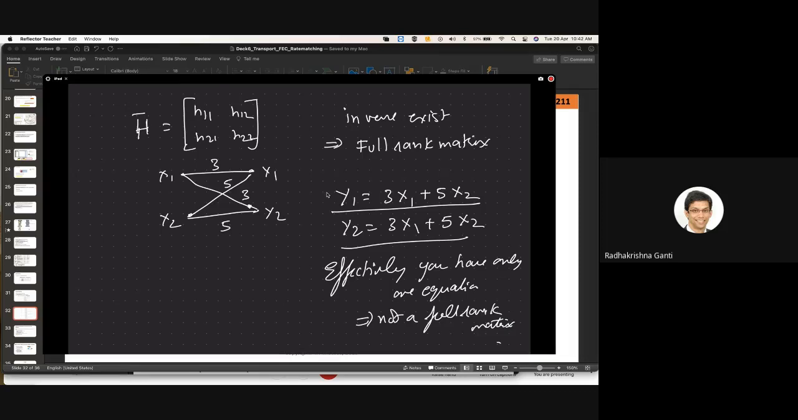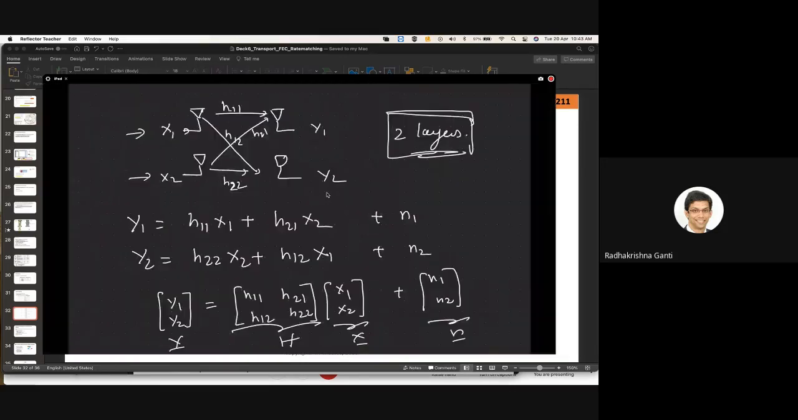So you understood? Effectively, your channel should be invertible, which means it should be a full rank matrix. In this particular case, you will not be able to decode both X1 and X2 because the rank of your channel is 1, and not 2. So this is something that you should remember. The number of streams that you can transmit through your MIMO channel is equal to the rank of the channel.